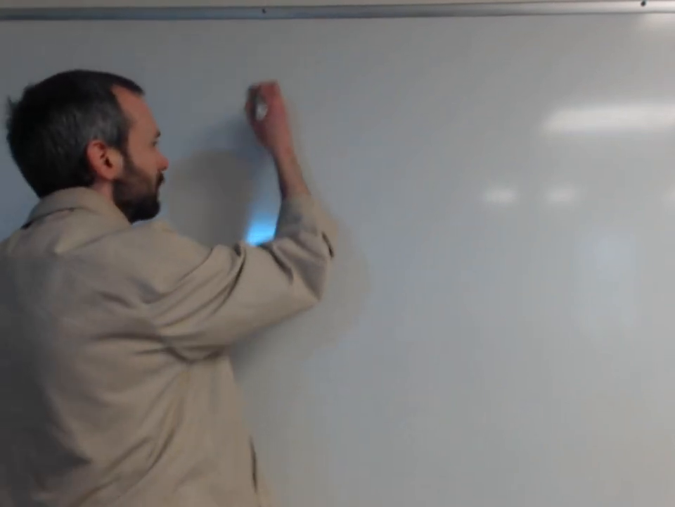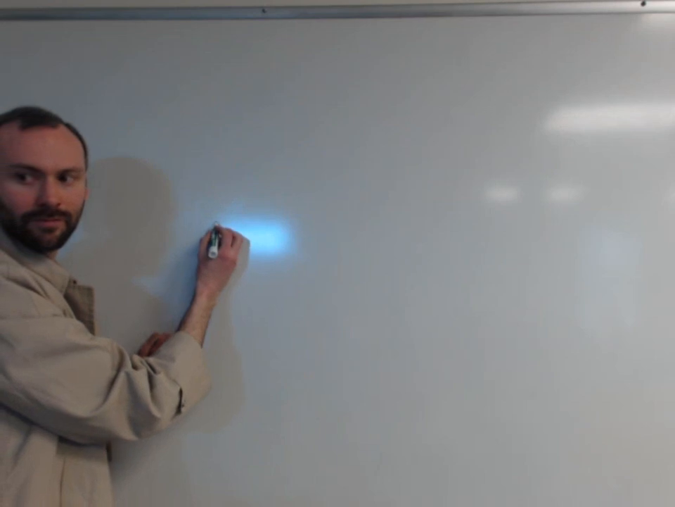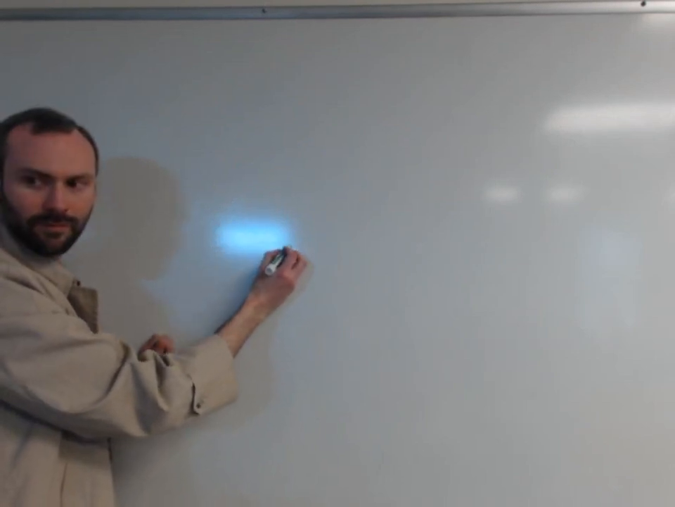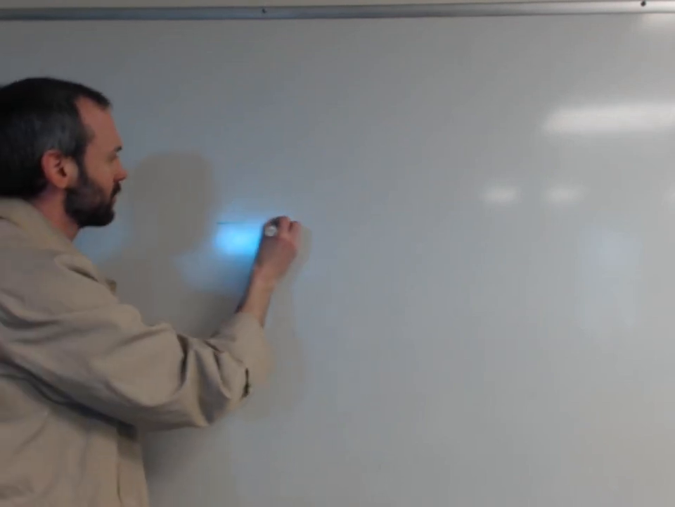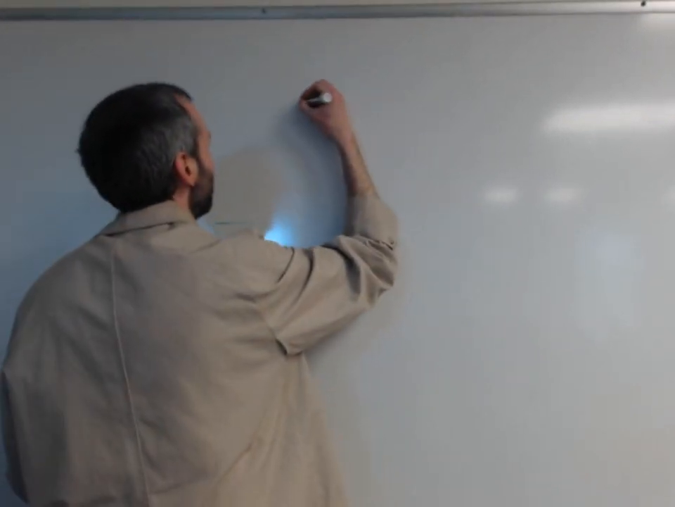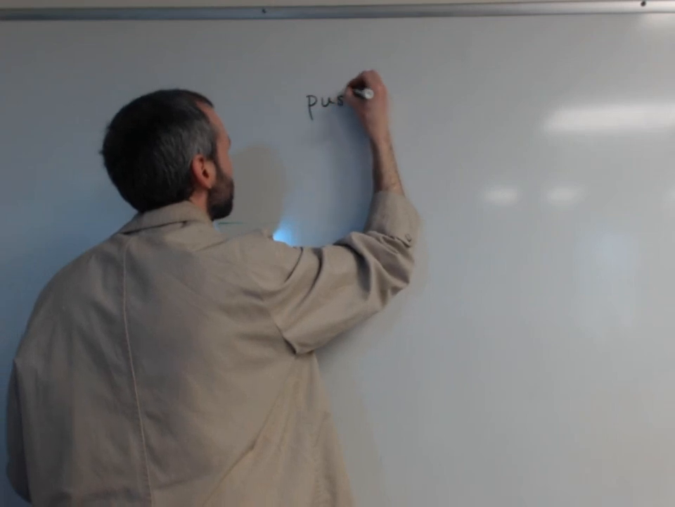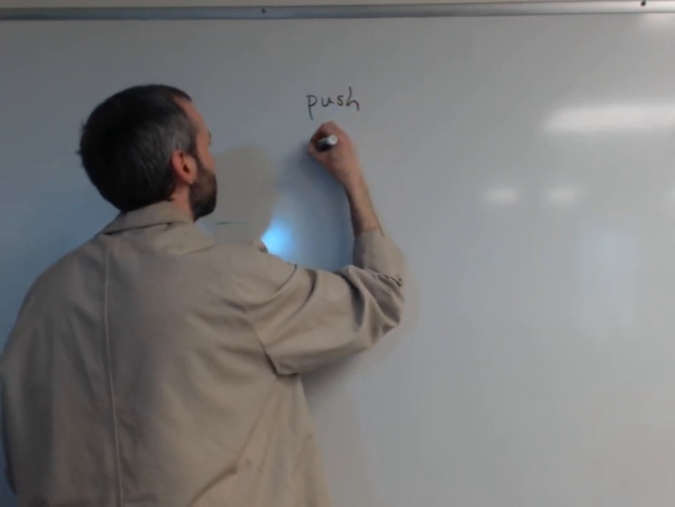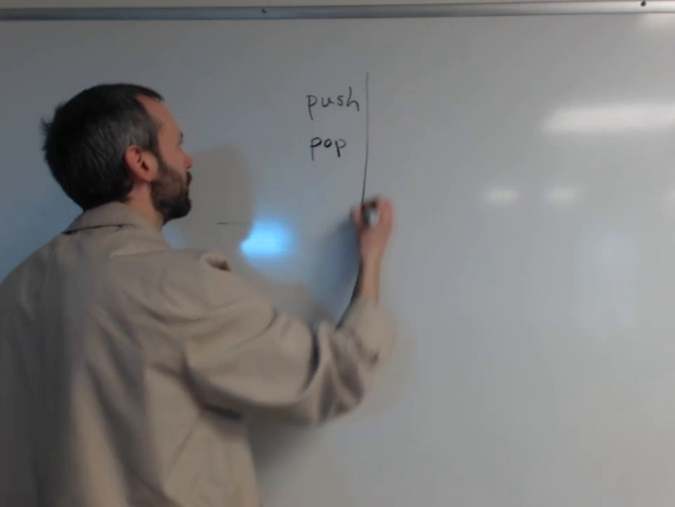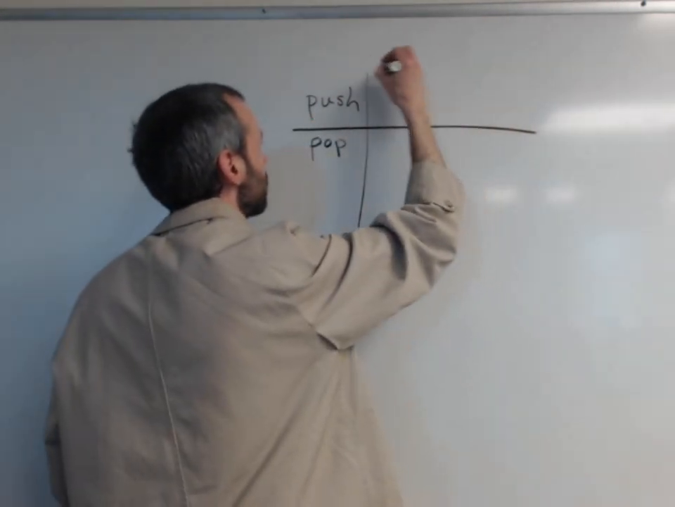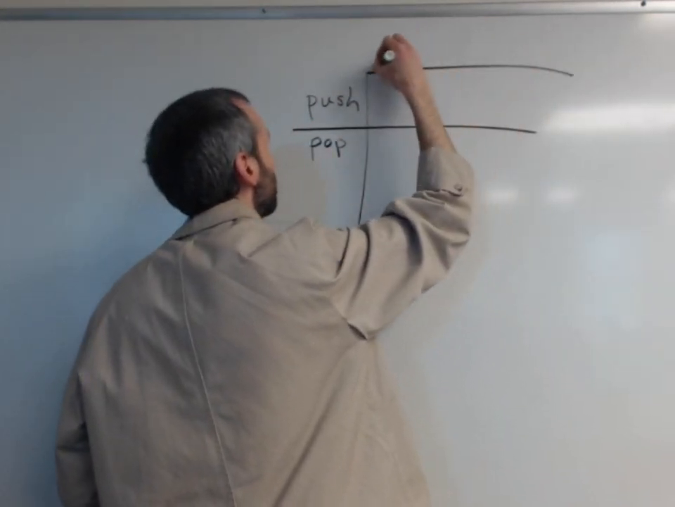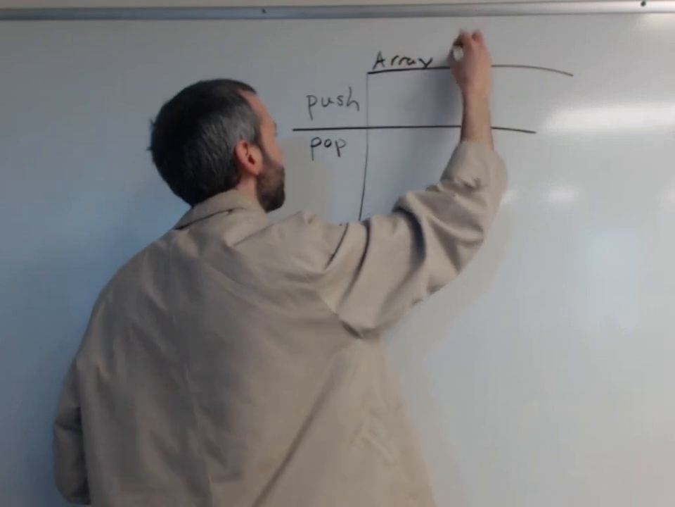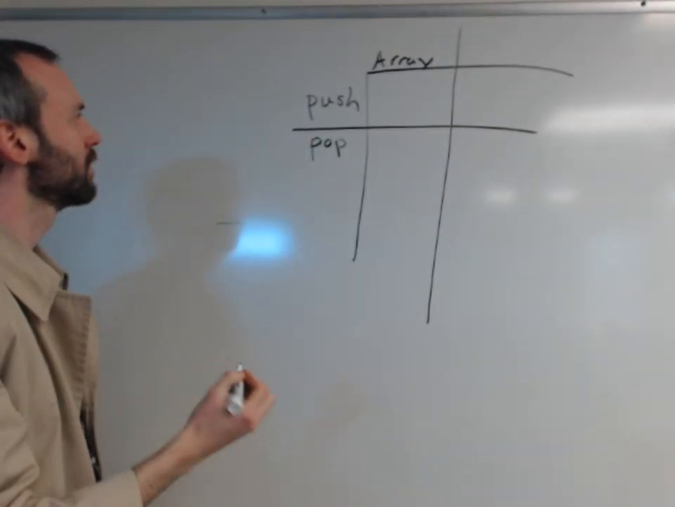Yes! Where's the glare? Oh, this marker's terrible. I'm not going to make it. Oh, so close. All right, so we have push, we have pop, there we go. And we have array. All right, that's a nice marker.